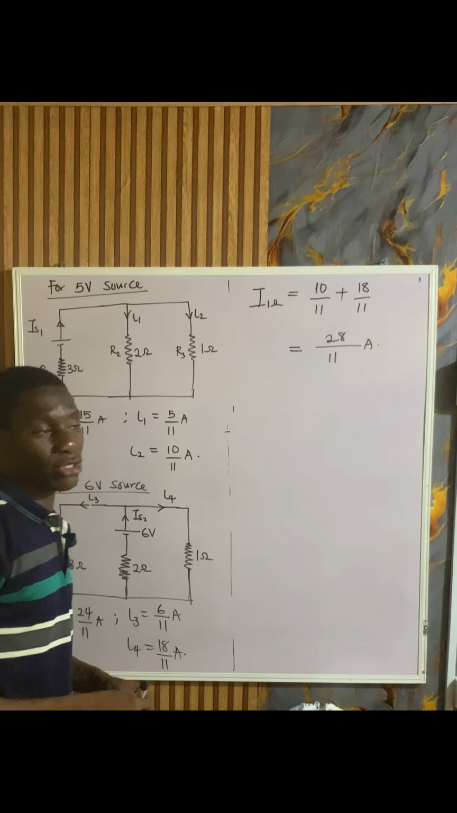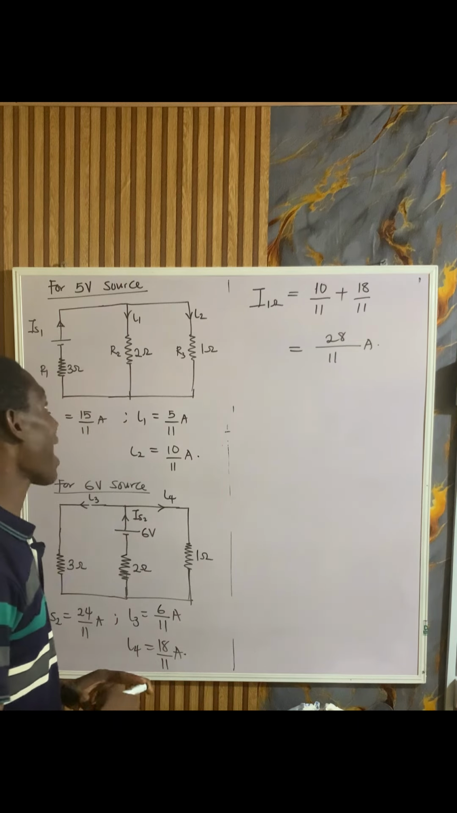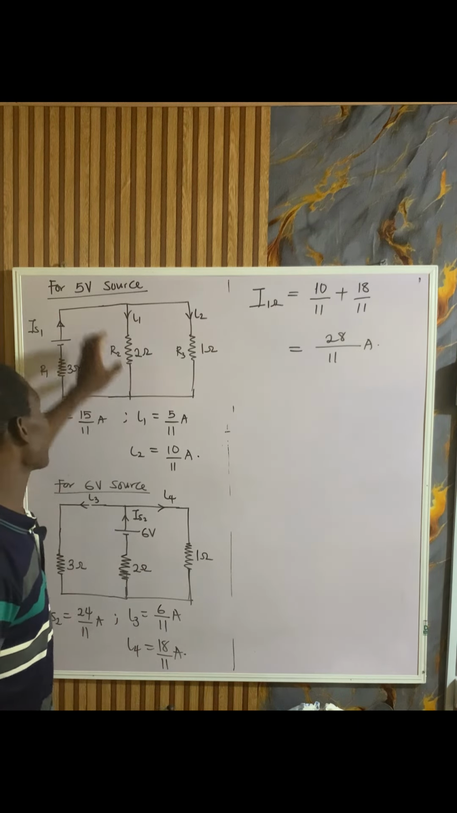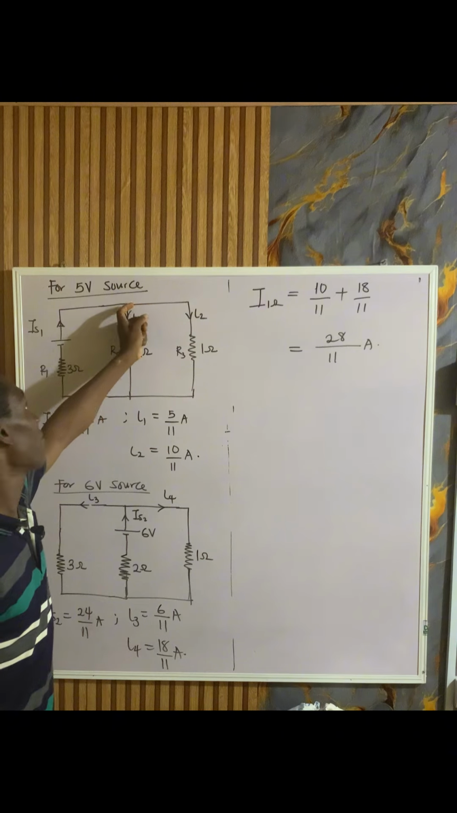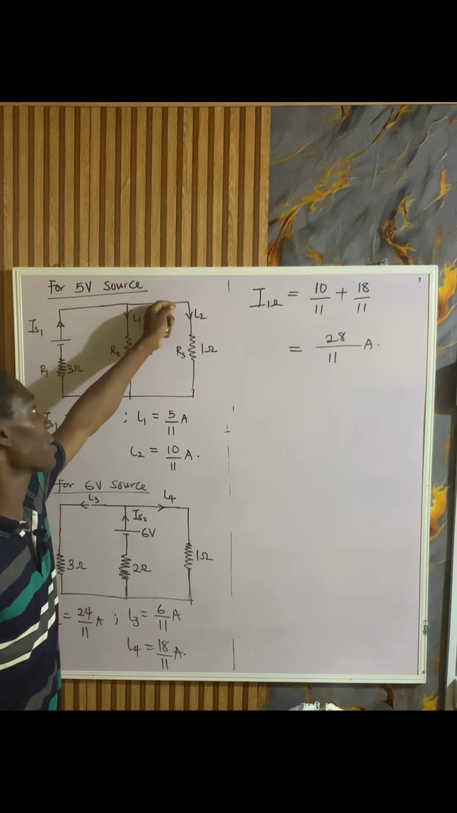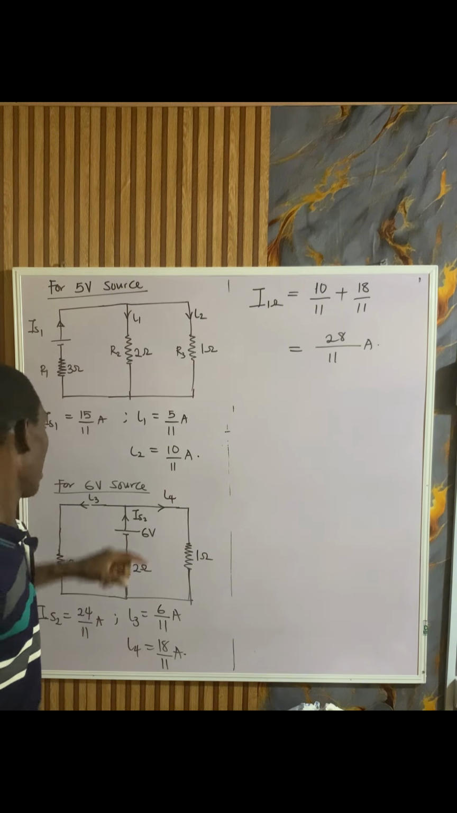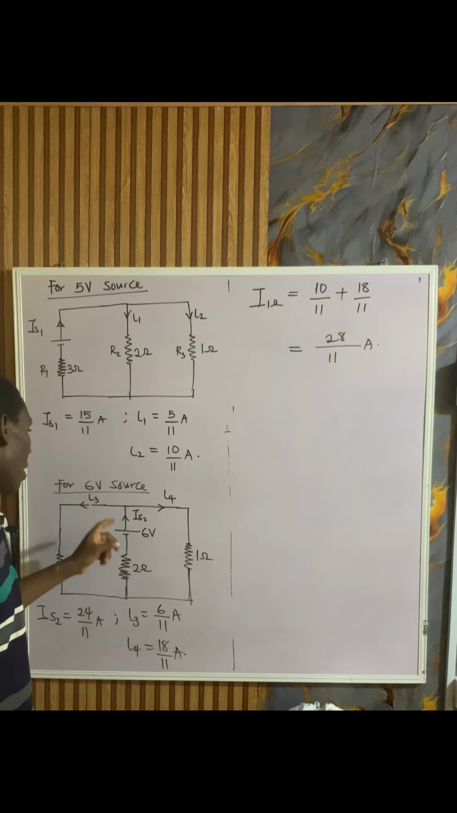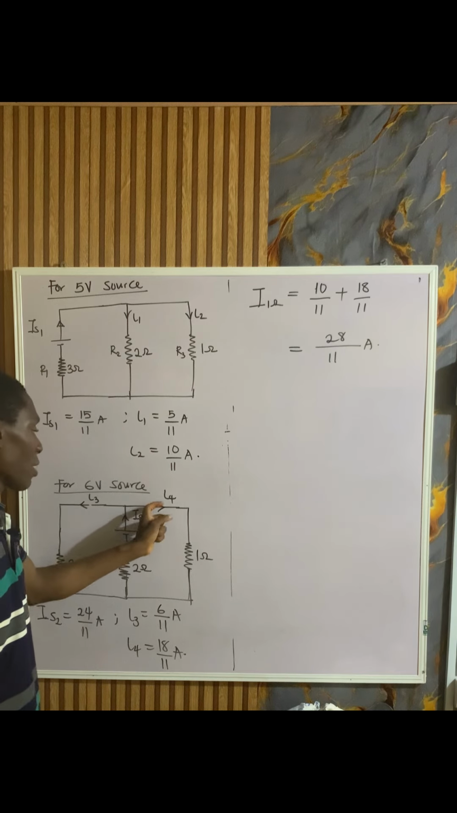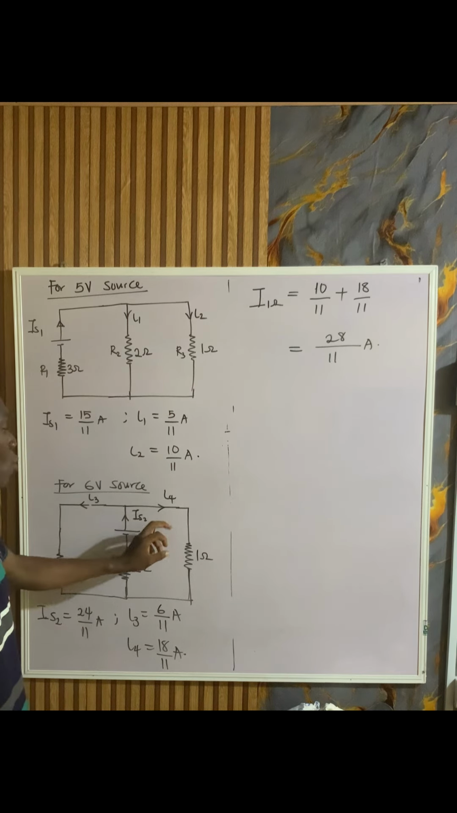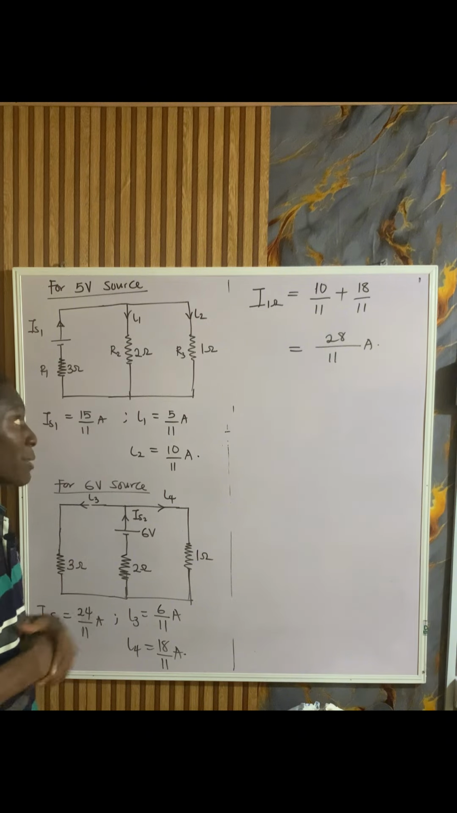We do not always just add, actually. You can also be subtracting. But the reason why I added is because if you consider the 5 volt source, the current flowing through this 1 ohm resistor is flowing downward like this. And when you consider the 6 volt source, the current flowing through this, I4, will also flow down. So the two are in the same direction, and that's why we sum them up.